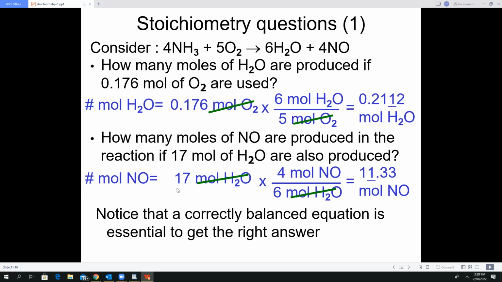All right, it is pretty straightforward, very clearly, as long as you have a correctly balanced equation. Otherwise, you will not get the right answer because the mole ratio would not be true.